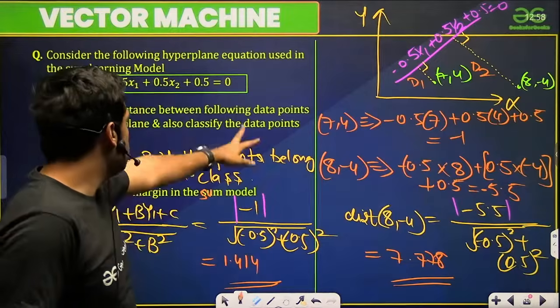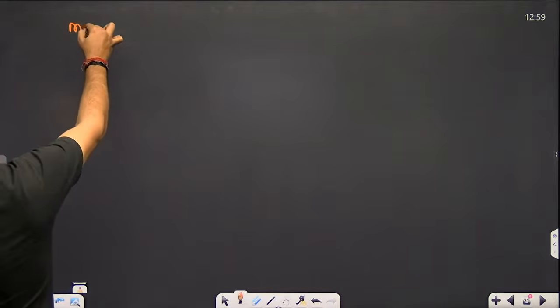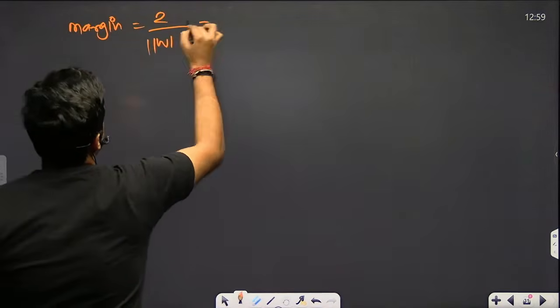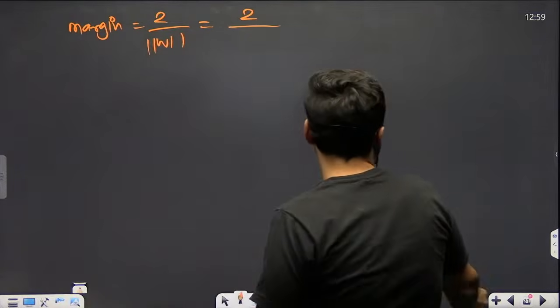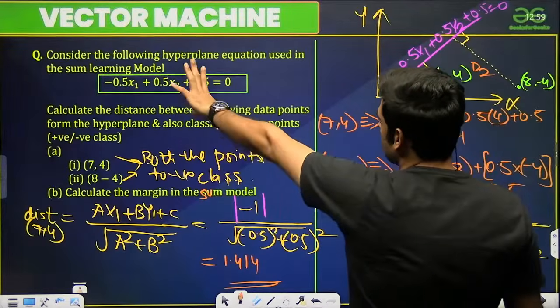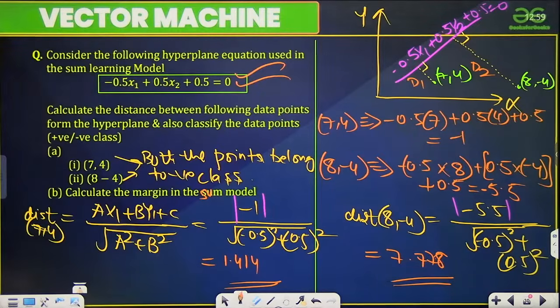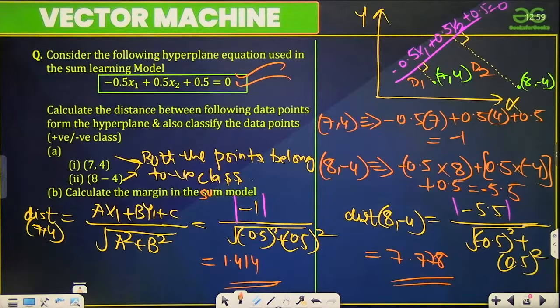Okay, now what is the margin? Very simple. How to calculate margin? Margin is 2 upon the norm of the weight vector. And what is the weight vector here? I would be considering negative of 0.5 and positive of 0.5 as the coefficients. Don't get confused.